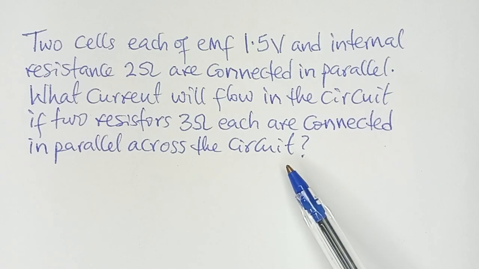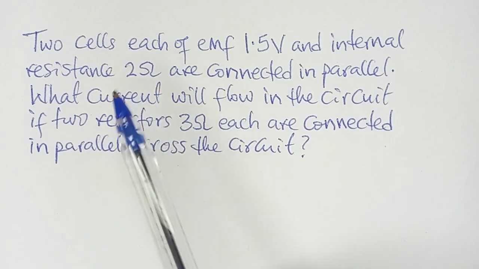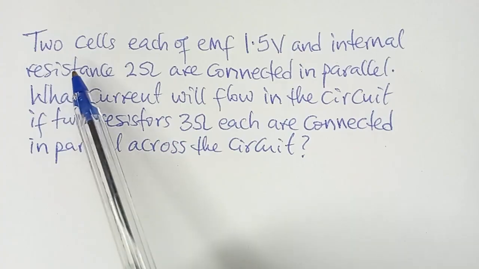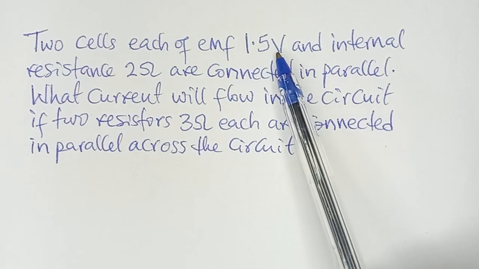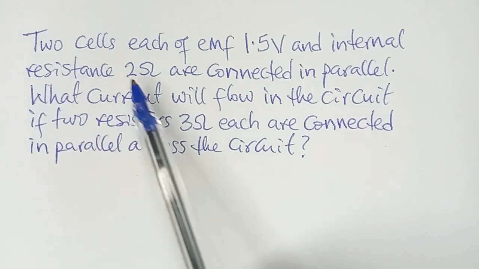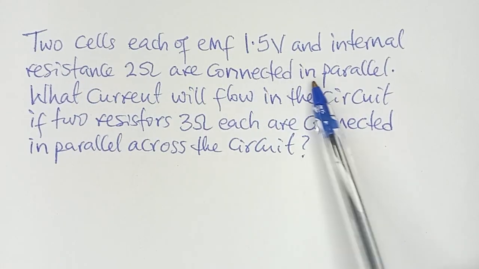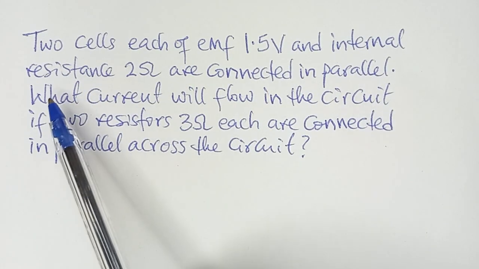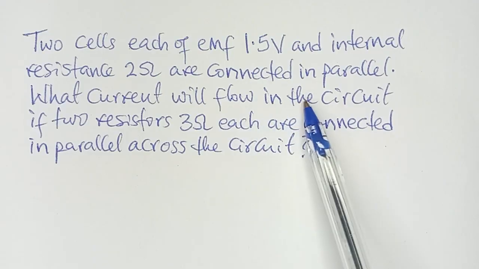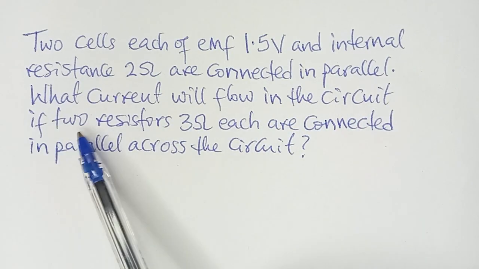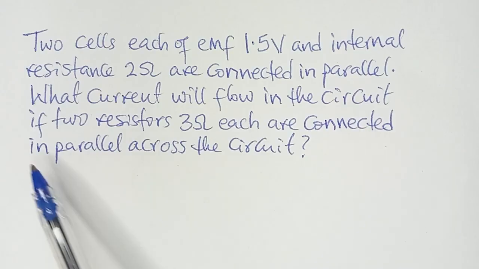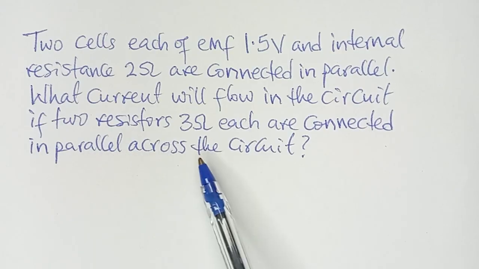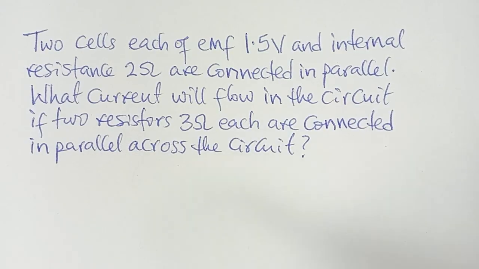Hello, you are welcome. Now the question under electricity here says two cells, each of EMF 1.5 volts and internal resistance 2 ohm, are connected in parallel. What current will flow in the circuit if two resistors 3 ohm each are connected in parallel across the circuit?